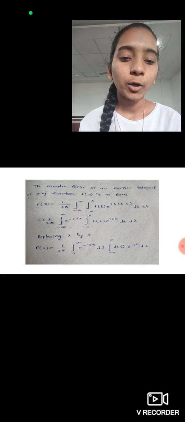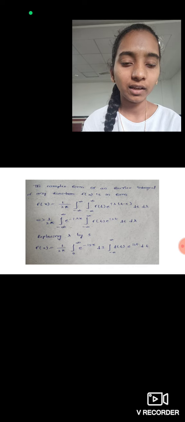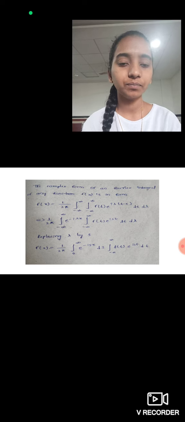Replacing lambda by s, f of x is equal to 1 over 2 pi integral 0 to infinity e to the power of minus sx ds integral minus infinity to infinity f of t e to the power of minus st dt.